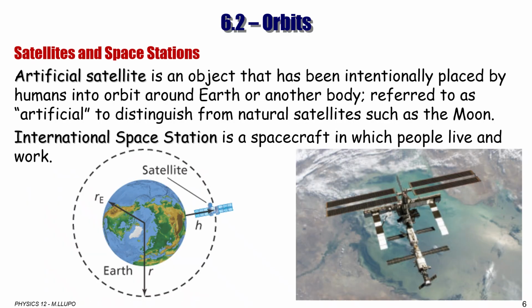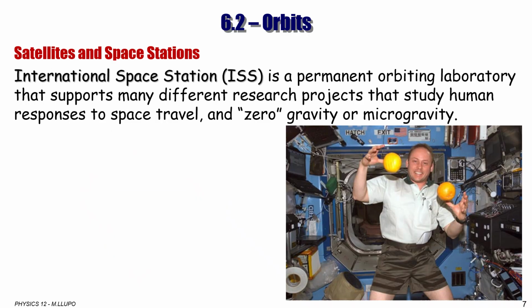Furthermore, an artificial satellite is an object that has been intentionally placed by humans into orbit around the Earth or another body, referred to as artificial to distinguish it from natural satellites such as the Moon. For example, the International Space Station is a spacecraft in which people live and work to conduct scientific experiments. It is a permanent orbiting laboratory that supports many different research projects that study human responses to space travel and zero gravity, or microgravity.